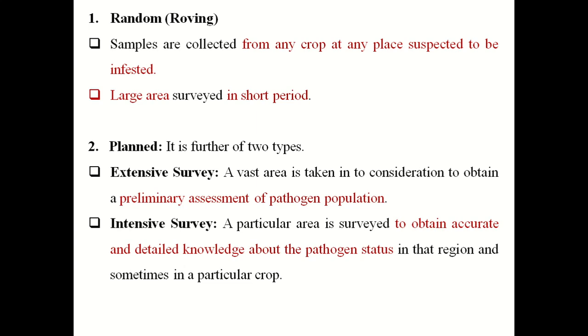While the planned survey is divided into two types, extensive survey and intensive survey. An extensive survey takes a vast area into consideration, that means a larger area is considered for the survey. While an intensive survey considers a specific area, or a specific area is selected for the survey purpose. In an extensive survey, the information generated is primary, basic information about the pathogen. While in an intensive survey, detailed knowledge of the pathogen in the particular region or in the particular crop is recorded.